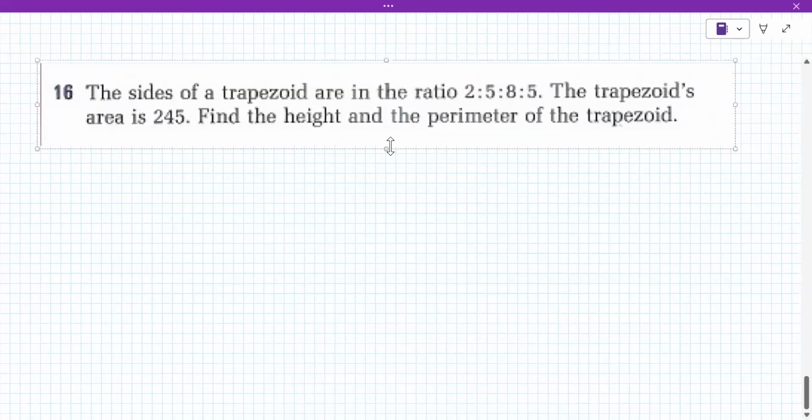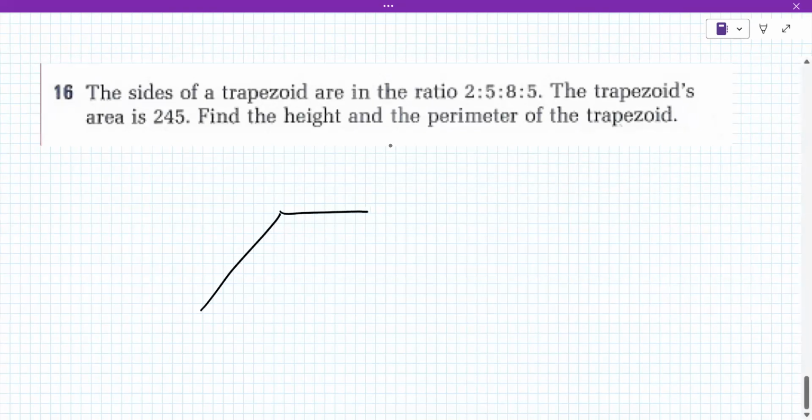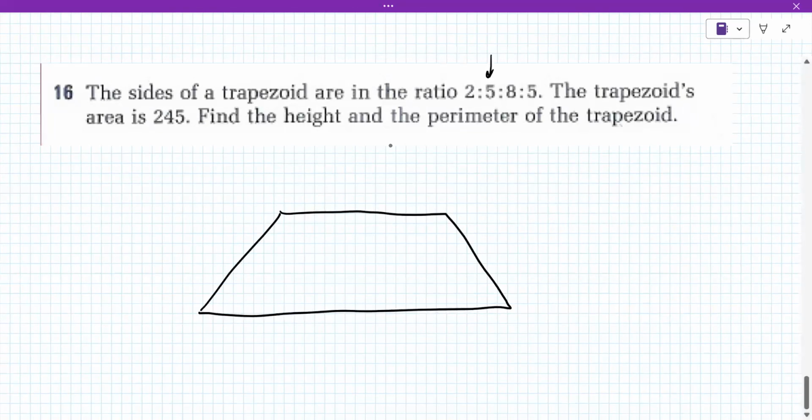Sides of a trapezoid are in the ratio 2, 5, 8, 5. You don't need to draw it accurately, just get a drawing up. But there is kind of a way to do this, and I'm keying in on the fact that there's two 5s. Whenever you see a ratio, you probably saw this in triangles, you really look at it as 2x to 5x to 8x to 5x. You can always add the letter in there with them.